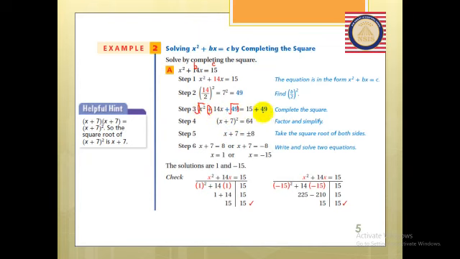What about the other side? Just make addition. 15 plus 49 is what? 64. Very good.